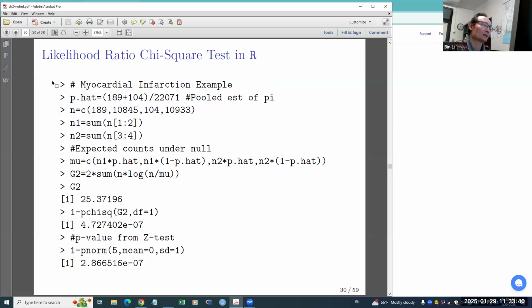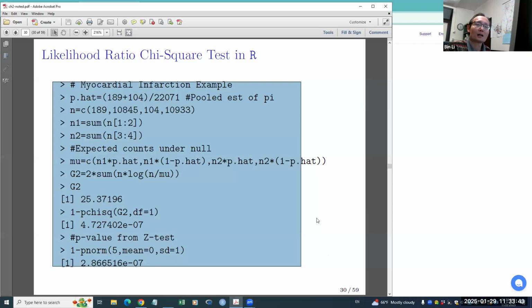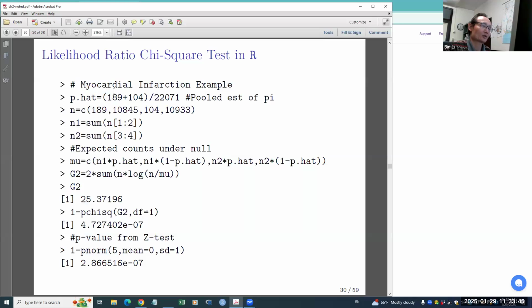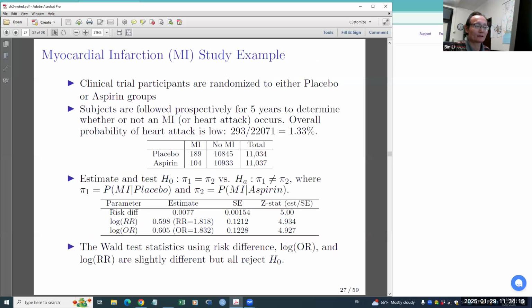And this is the R code to do the likelihood ratio test for the heart attack example. You can see the G square is 25.37, okay? A very large number, and the p-value is very small. So it has the same conclusion as these. And also the test statistics are very close.